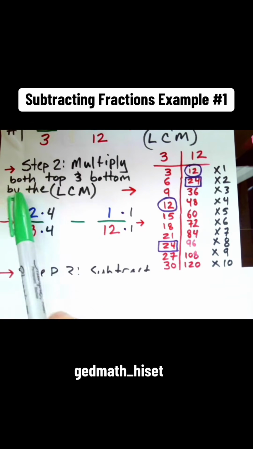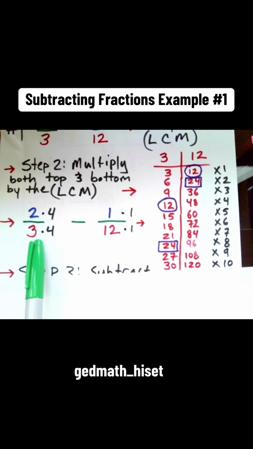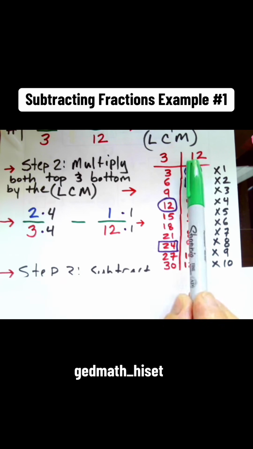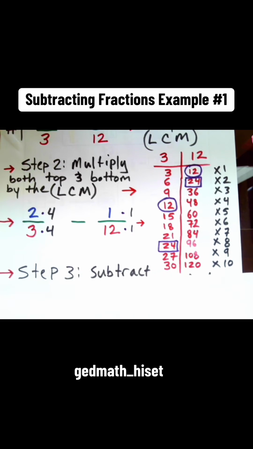Step 2, we're multiplying both top and bottom by the least common multiple. Again, for 3, if you look on the chart, 3 times 4 is 12. What I do to the bottom, I have to do to the top. So 3 times 4 is 12. 2 times 4 is 8. Minus, the multiplier for 12, since 12 is our common denominator, is 1. I'm going to multiply top and bottom by 1, which gives me 1/12.